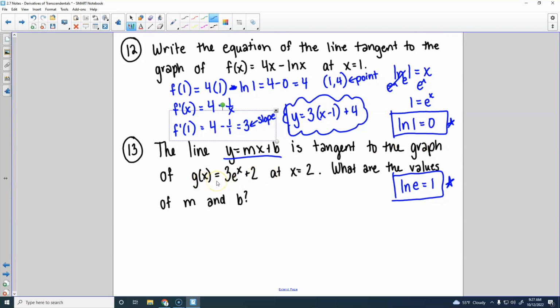So we need 3 things. Zach, what's one of them? Point. And what do we do to find the point? All right. So that's going to be g of 2 equals 3e squared plus 2. This is calculator inactive. Can you do anything with that? No. So your point, this makes me cringe a little bit, but your point is (2, 3e squared plus 2).